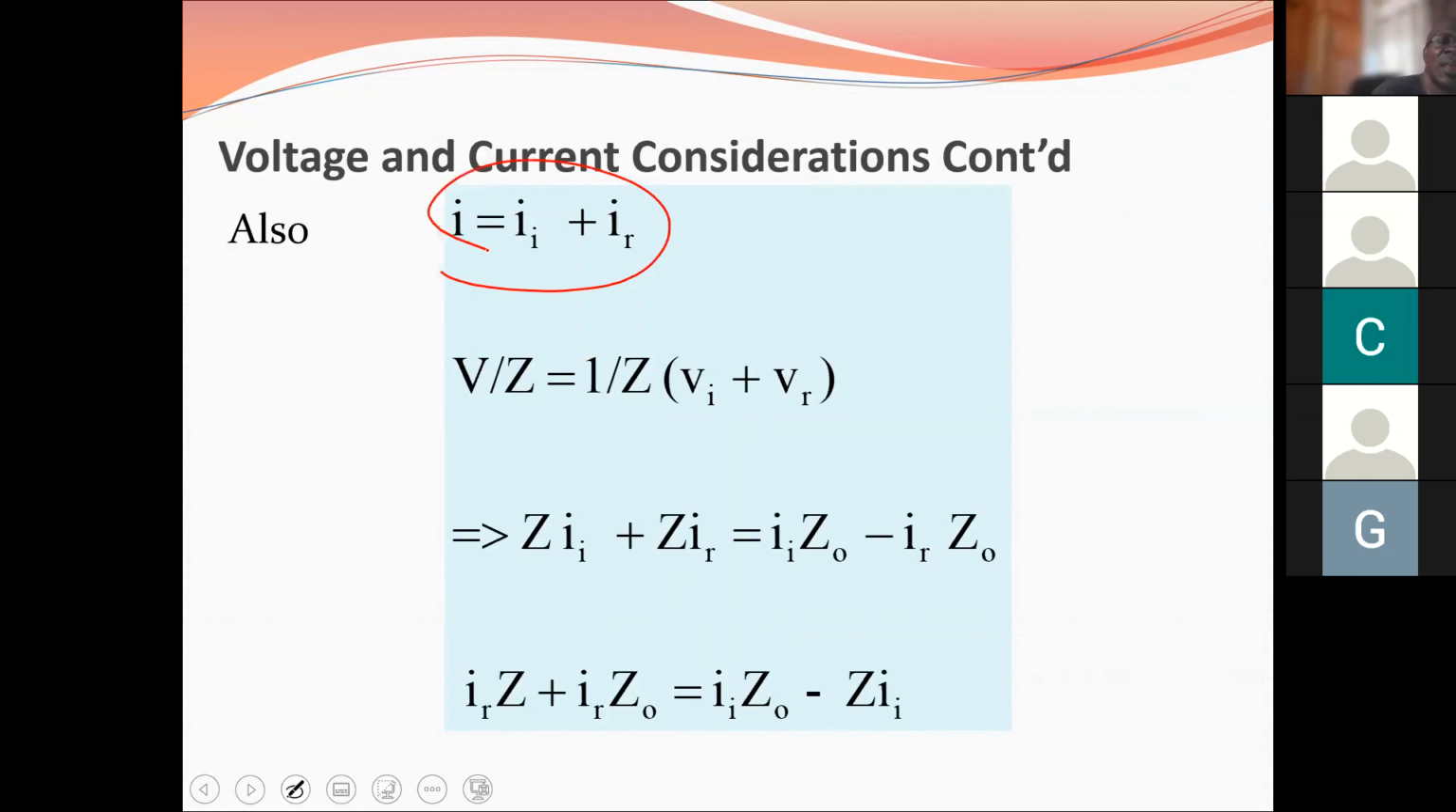looking at the currents. Voltage over impedance, yes. The voltage is given by V incident plus VR. We're dividing that by Z. No, this is Z, which is the impedance in which we have terminated the line. All right? Load impedance, that in which a line is terminated.